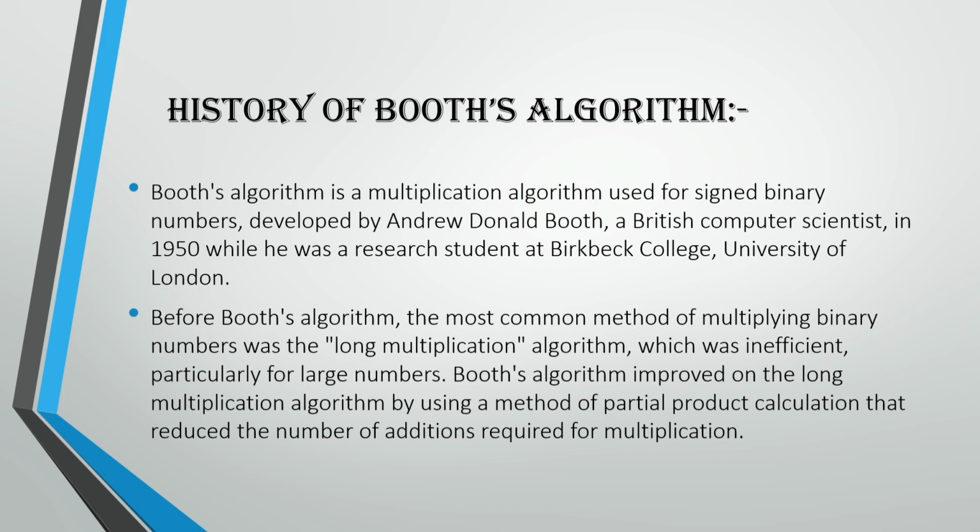That's why Booth's algorithm is particularly useful for multiplying large binary numbers, as it can reduce the number of operations by up to one-third compared to the standard long multiplication method. It was also used in early computers to perform binary multiplication. However, as computers became more powerful, faster algorithms were developed and Booth's algorithm fell out of use in modern computing. So this is all about the history of Booth's algorithm.